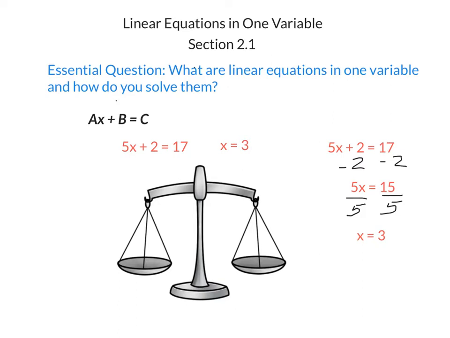So here we have treated this like a scale. Whatever we did to one side, we do the same thing to the other until we worked our way down to having just x by itself on the left and 3 by itself on the right, which is x equals 3, which is the solution to this equation.